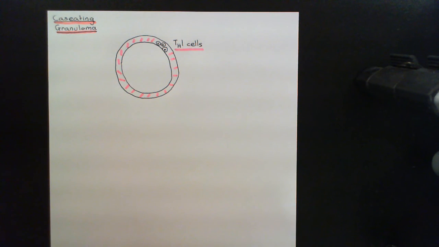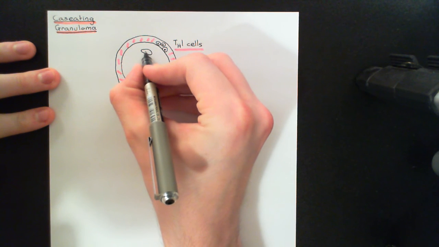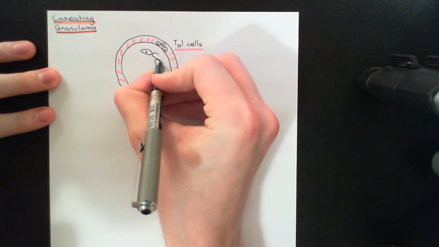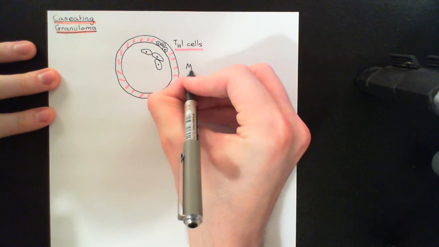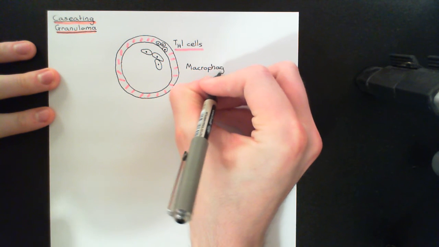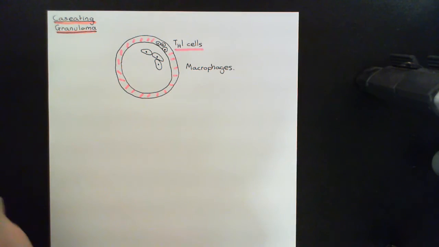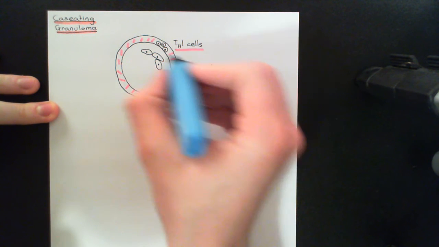The centre of a granuloma is made up of macrophages, loads and loads of macrophages. So I'll draw one macrophage here, another macrophage here, another macrophage here, loads and loads of macrophages. At least as a first approximation, this is how we'll see a granuloma. The core is made up of macrophages and the outer portion is made up of T helper 1 cells. And of course, the T helper 1 cells will be giving help to the macrophages.